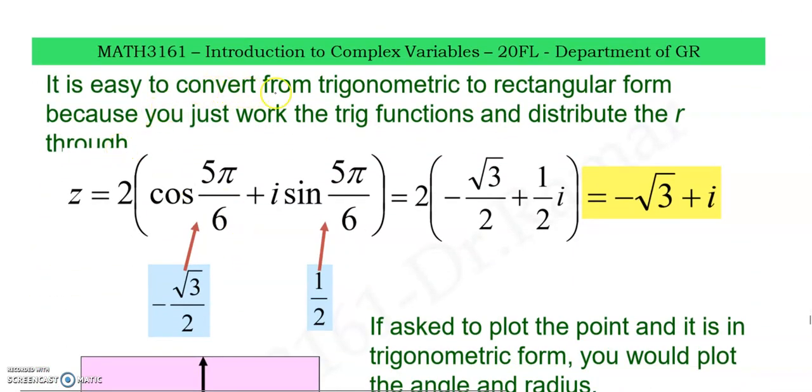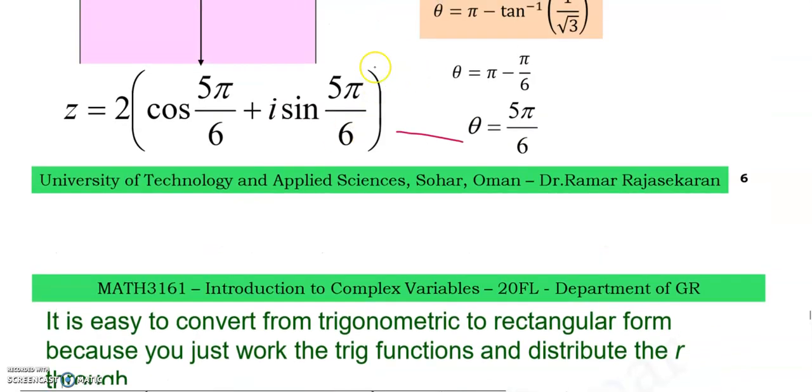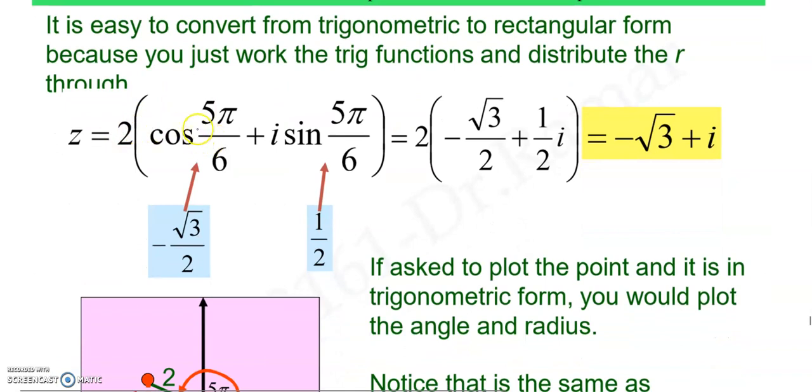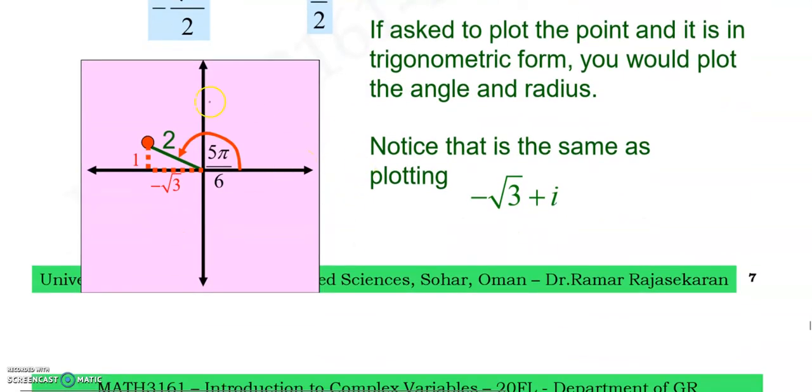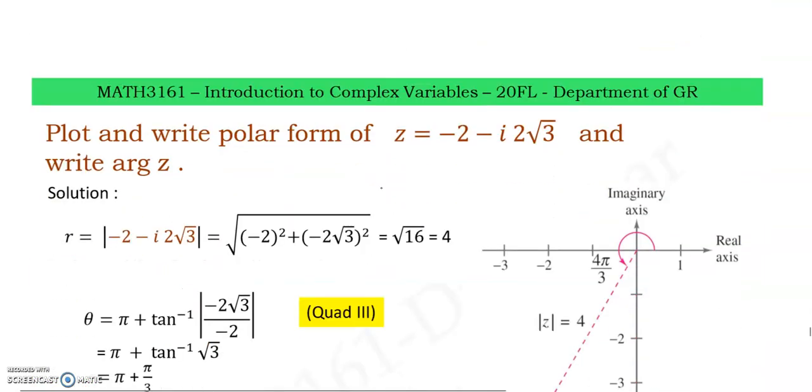Here it is easy to convert from trigonometric to rectangular form, because you just work the trigonometric functions and distribute the r. Now you see, in this question we found the polar form of the complex number. Now from the polar form, how to convert into the Cartesian form? That is given here. You see here 2 times; we find the value of this by calculator, then you substitute here, then you can find the Cartesian form. You can find the Cartesian form from the polar form also. Now this is the diagram for that one. Okay, we will go to another example.